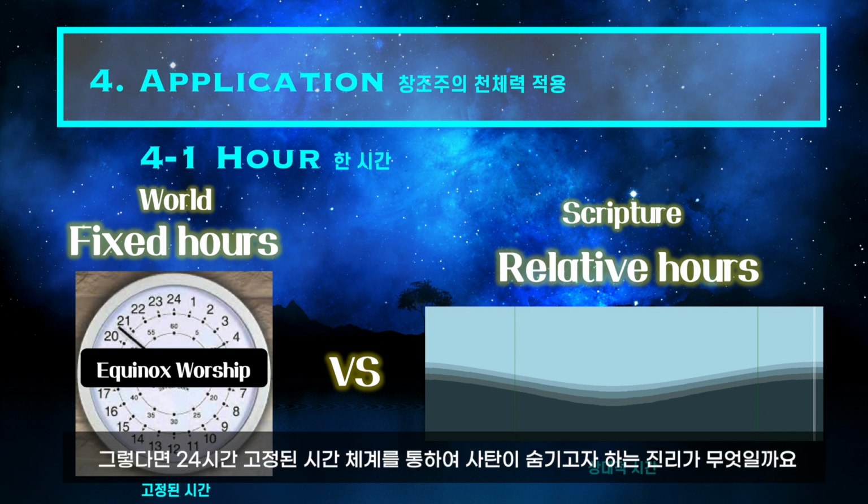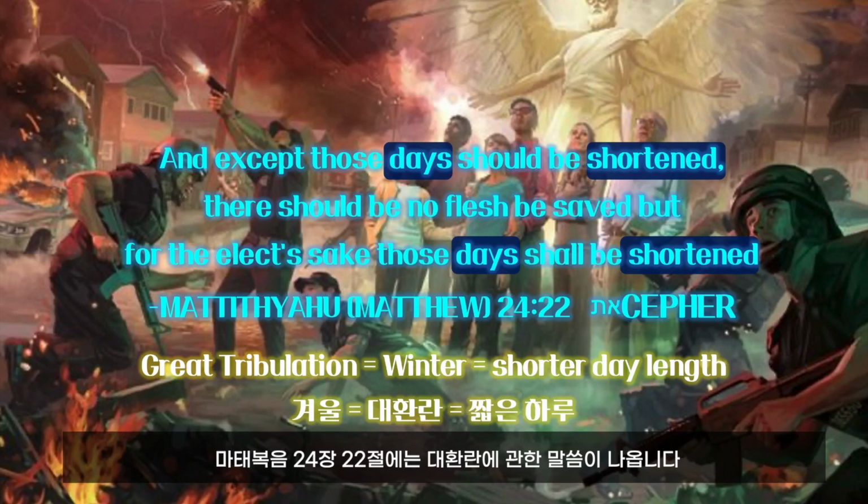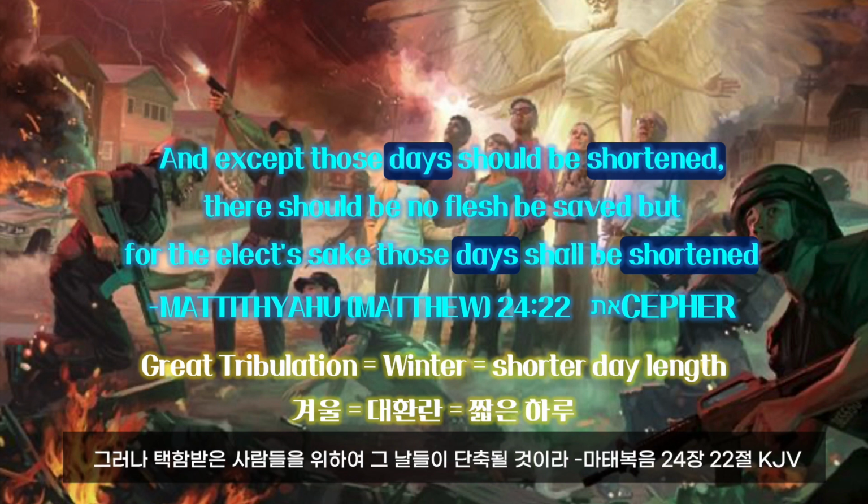What truth does Satan want to hide from us by making the 24-hour fixed clock system? He wants to hide revelations about end times, the great tribulation, and His grace. There's a passage in Matthew that talks about the great tribulation. And except those days should be shortened, there should be no flesh be saved. But for the elect's sake, those days shall be shortened.